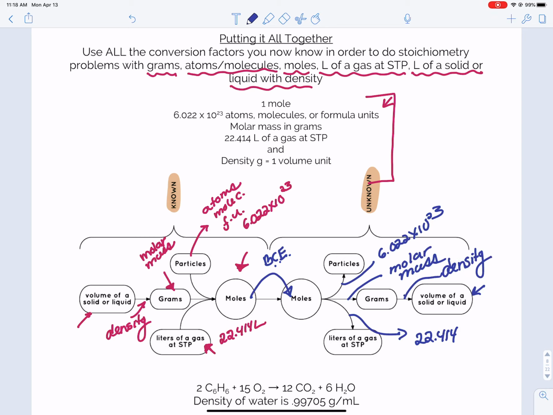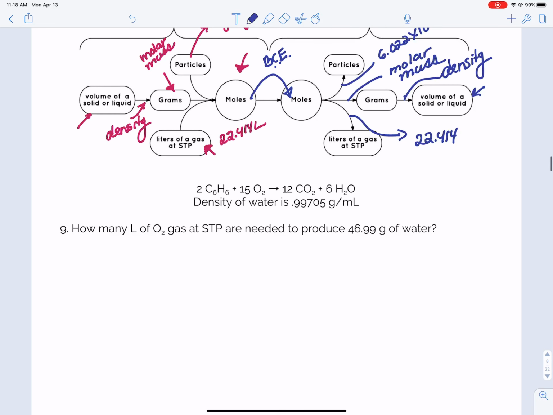So, you can go back and refer to this diagram and think of where am I starting and where am I ending? And each one of these arrows in this diagram is going to be a parenthesis. So if we look at the first one, here's the balanced chemical equation. Right? If we were in class, I would say, what type of chemical reaction is this? So look at it. Do you know what type it is? It's a combustion reaction because we're reacting with oxygen. We're making carbon dioxide and water. And I'm giving you the density of the water because the water in there is a liquid. So the question says, how many liters of oxygen gas at STP are needed to produce 46.99 grams of water?